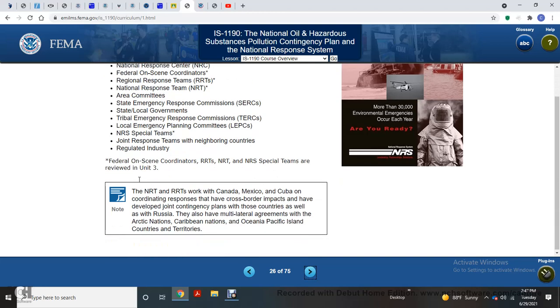Note that the National Response Team and the Regional Response Teams work with Canada, Mexico, and Cuba to coordinate responses to incidents with cross-border impacts, and have developed joint contingency plans with those countries as well as Russia. There are also multilateral agreements with the Arctic nations, Caribbean nations, Pacific Ocean nations, and island countries and territories.